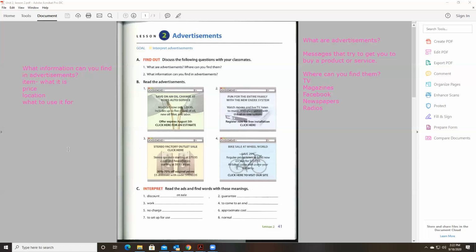All right, so let's look at C. It says, read the ads and find words with these meanings. Okay, so number 1, discount. What is a discount? Another word for discount would be something that is on sale.